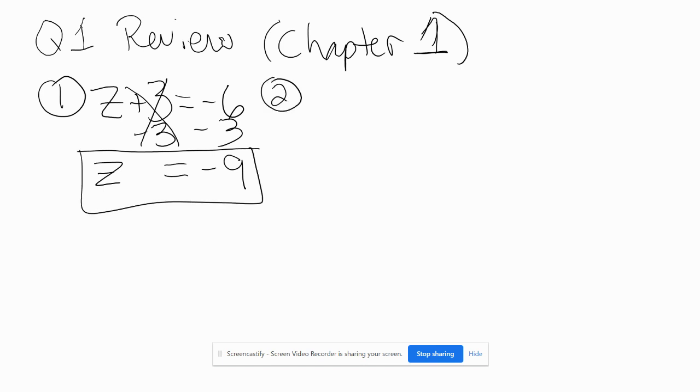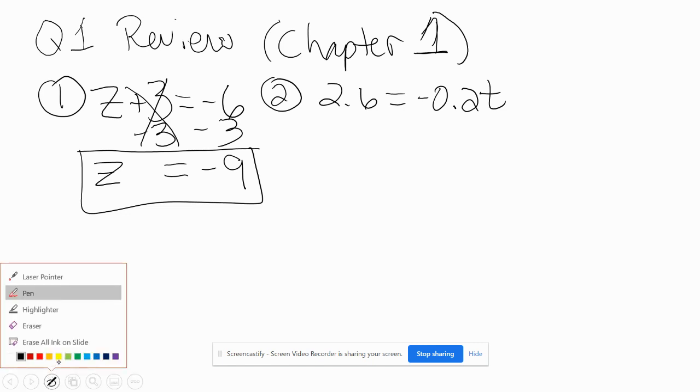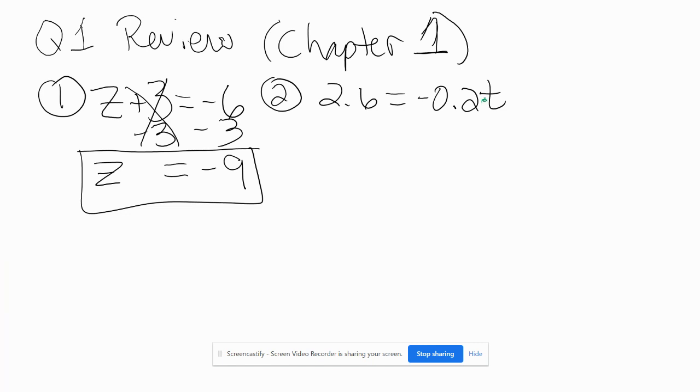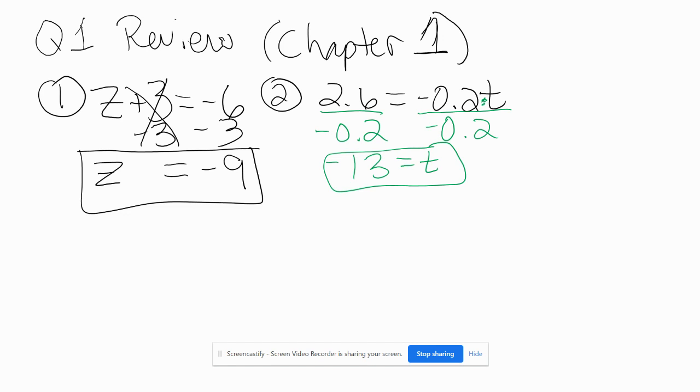Number 2, we have 2.6 is equal to negative 0.2 t. Now remember, whenever things are right next to each other like this, that's a multiplication. So the opposite of multiplying by negative 0.2 is to divide both sides by negative 0.2. And I plop that into my calculator and I get negative 13 is equal to t.